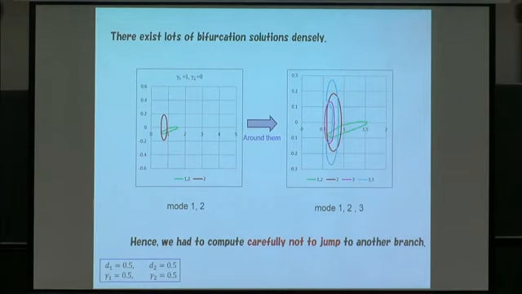And these figures show there exist lots of bifurcation solutions densely. The left figure shows diagrams of mode 1 and 2, and around them there are mode 1, 3 and mode 3 solutions very densely. So we had to compute carefully not to jump to another branch.